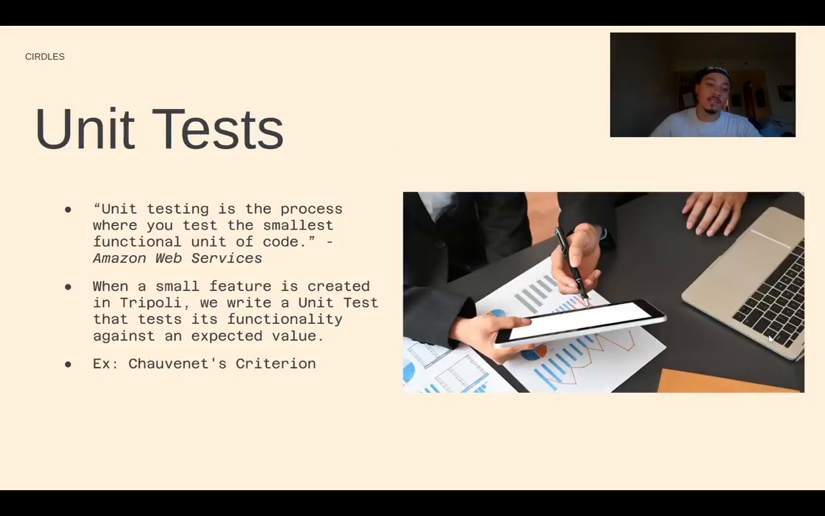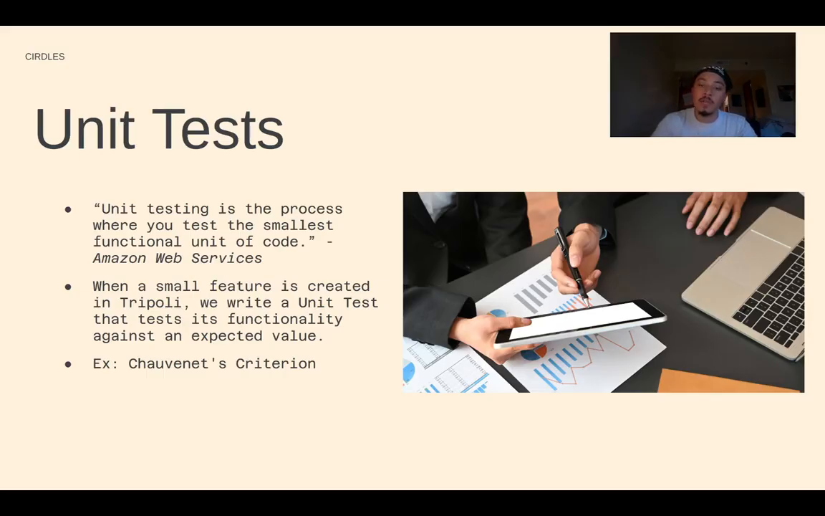So, unit test. It's just when you take a small portion of a functional piece of code. For instance, one that I worked on was Chauvenet's criterion, and then you test that bit to make sure it works as it's expected. You don't include anything else. You want to isolate it as much as possible so that you know if you have any issues, they lie solely within that one feature.